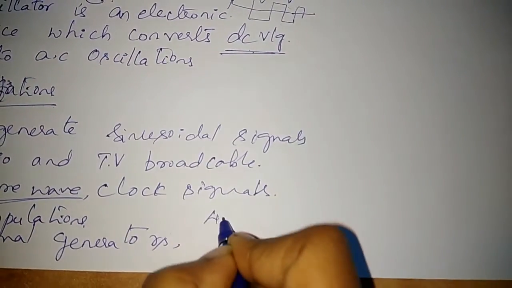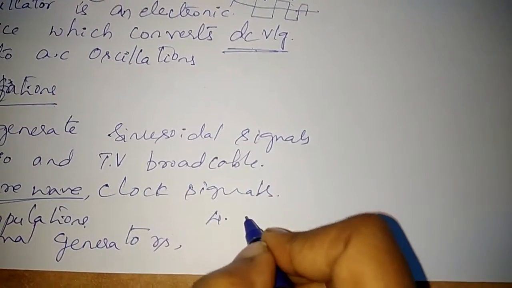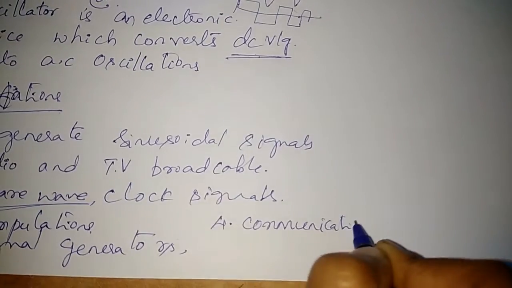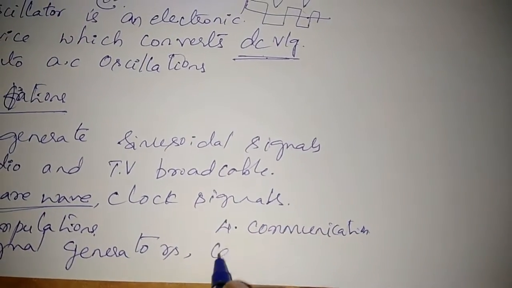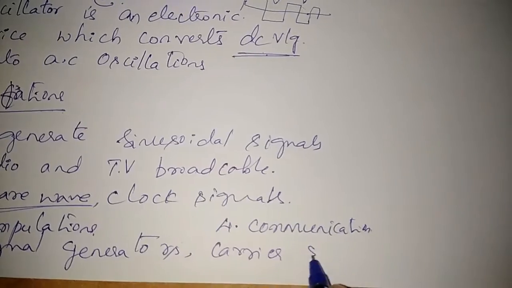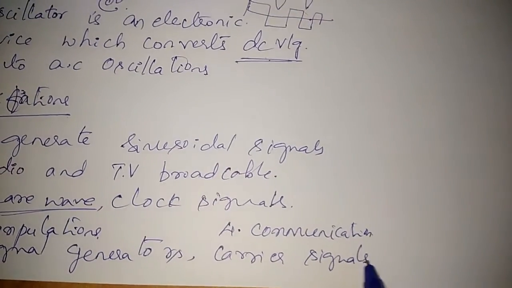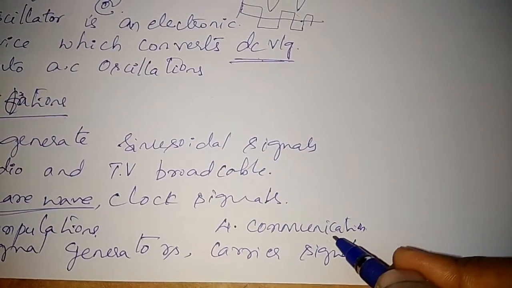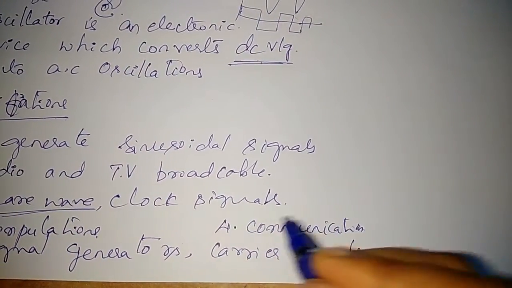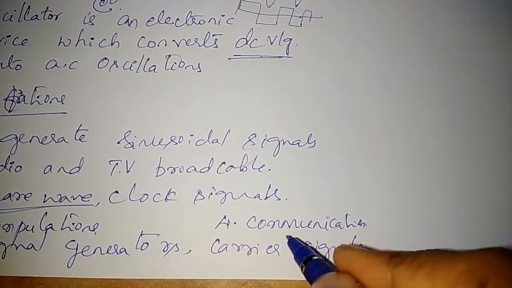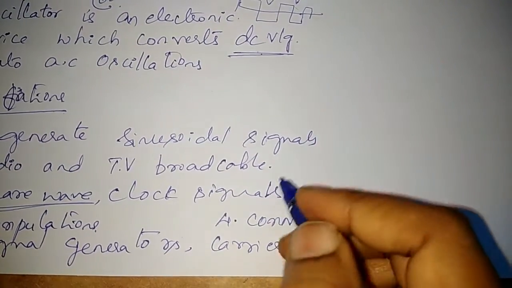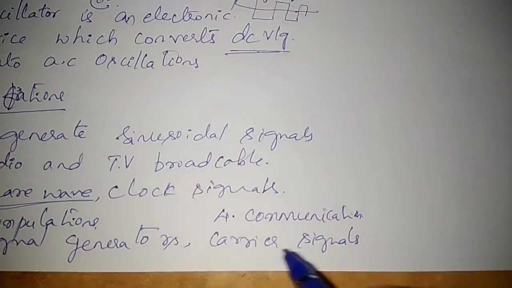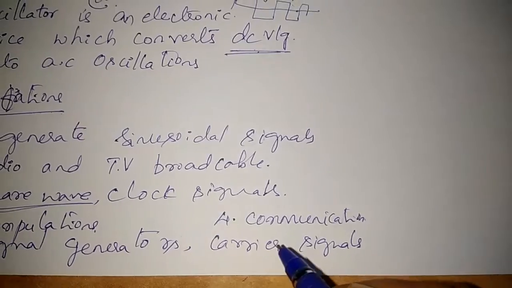And the fourth one is communication. It is also used in communications, to generate the carrier signals. We will be doing modulation in communication, isn't it? Modulation is making the message signal pass through your carrier signal. You are making the message signal sit on the carrier signal, and that high frequency carrier signal will be transmitted.